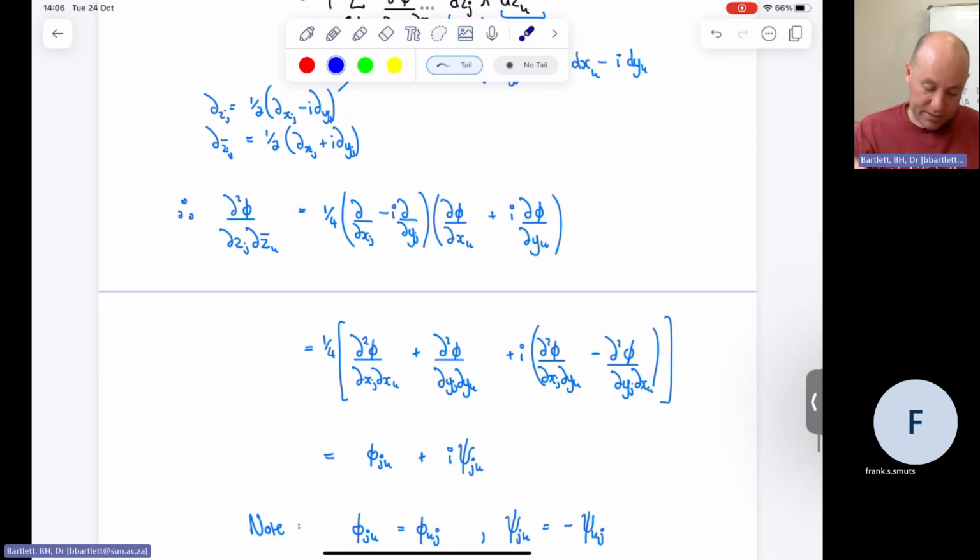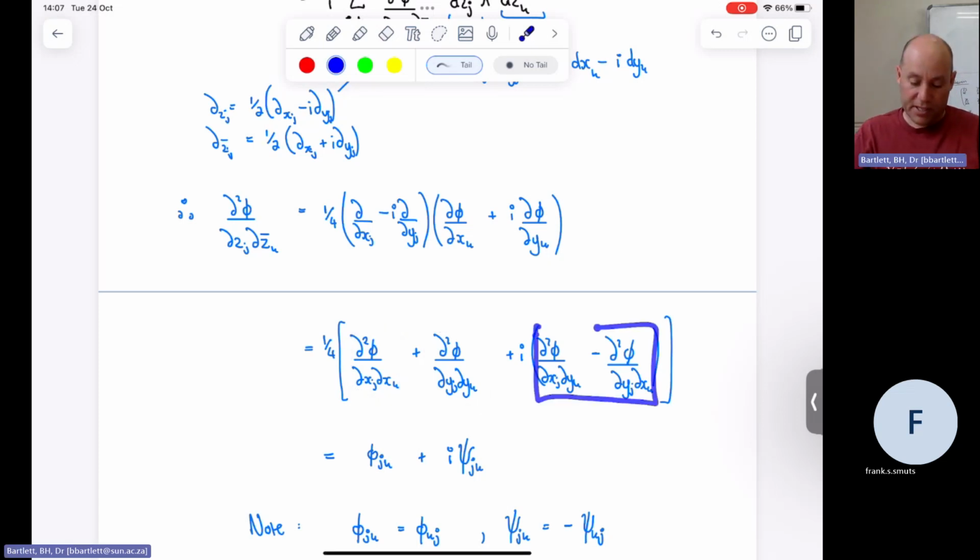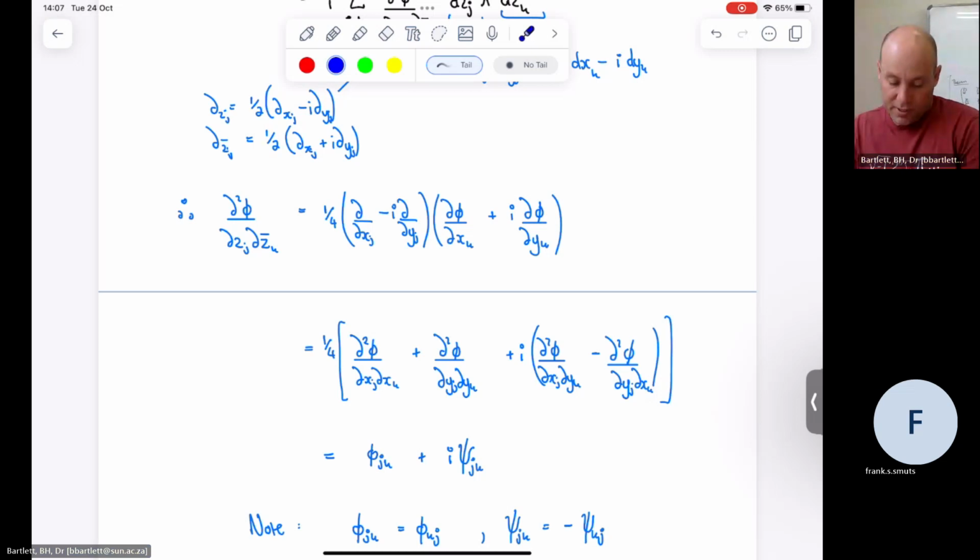Notice here that phi is a symmetric function, because if I replace j with k, then this guy is symmetric, and similarly this guy is symmetric. Whereas psi, which is this part here times a quarter, is anti-symmetric, because if I replace j with k, then I'm going to... let's see.